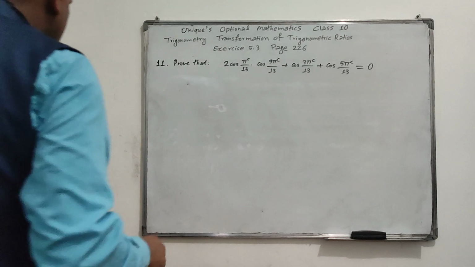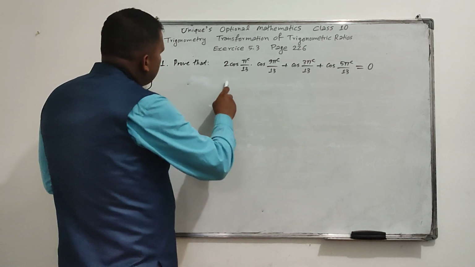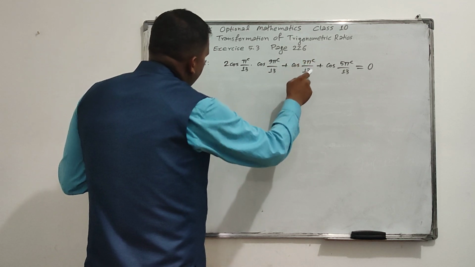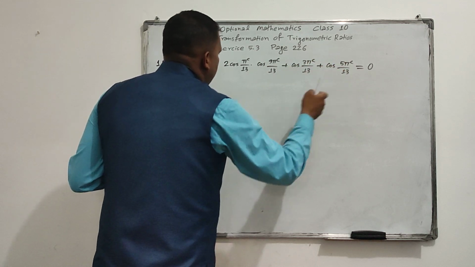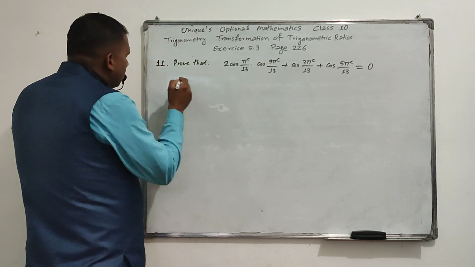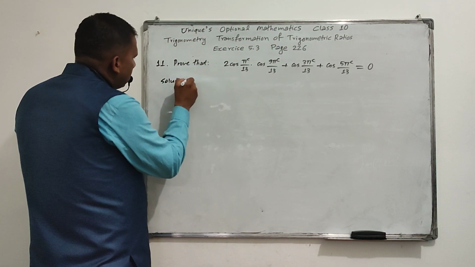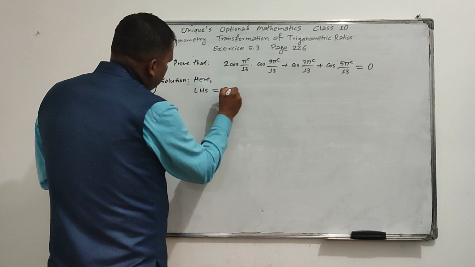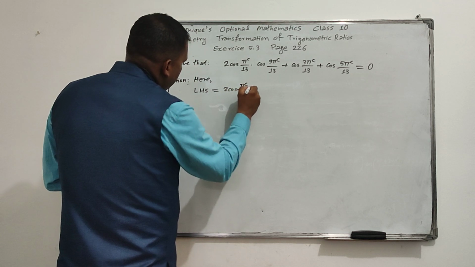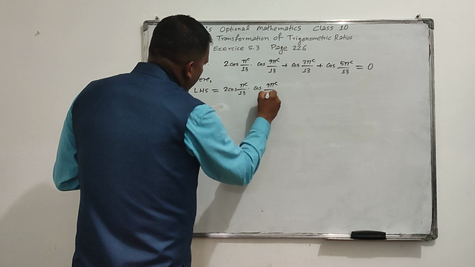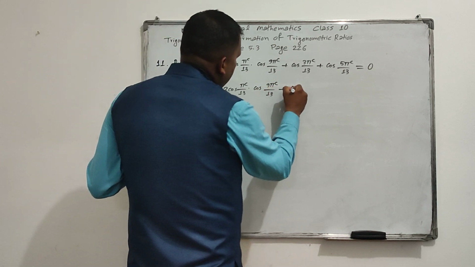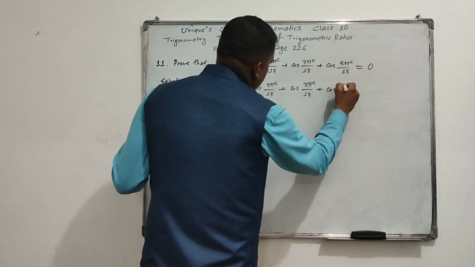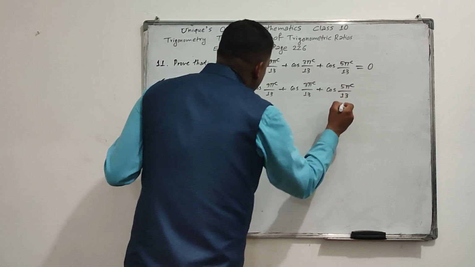Now, question number 11. Prove that 2 cos pi by 13 dot cos 9 pi by 13 plus cos 3 pi by 13 plus cos 5 pi by 13 equals 0. Now, let us do its solution. Here, LHS equals 2 cos pi by 13 cos 9 pi by 13 plus cos 3 pi by 13 plus cos 5 pi by 13.